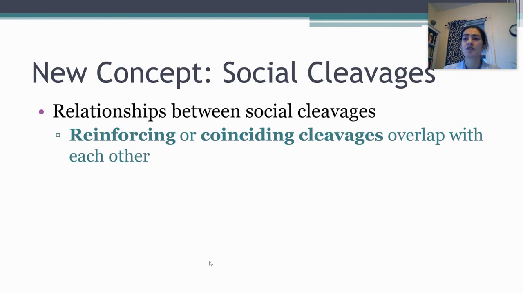And those are social cleavages, sources of division that overlap with each other. I have a reinforcing cleavage if I have two or more different factors that are dividing people into the same groups. So if members of an ethnic or racial minority in a country also tend to be poorer or more working class than members of the racial or ethnic majority, then we say that race, ethnicity, and socioeconomic class are reinforcing cleavages because both of those reinforce the division between those two groups of people.